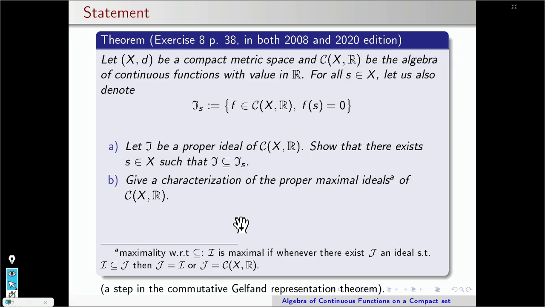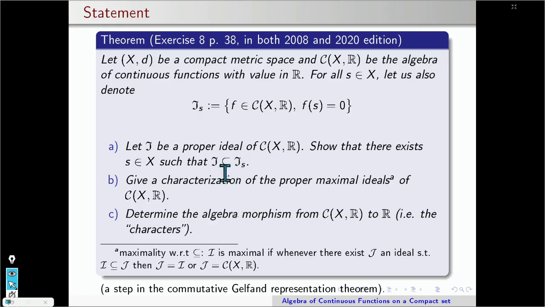Maximal in what sense? The set of ideals is partially ordered by inclusion, and an element I is maximal if whenever an ideal J is comparable or bigger than I, then either J is equal to I or it is equal to the whole algebra.